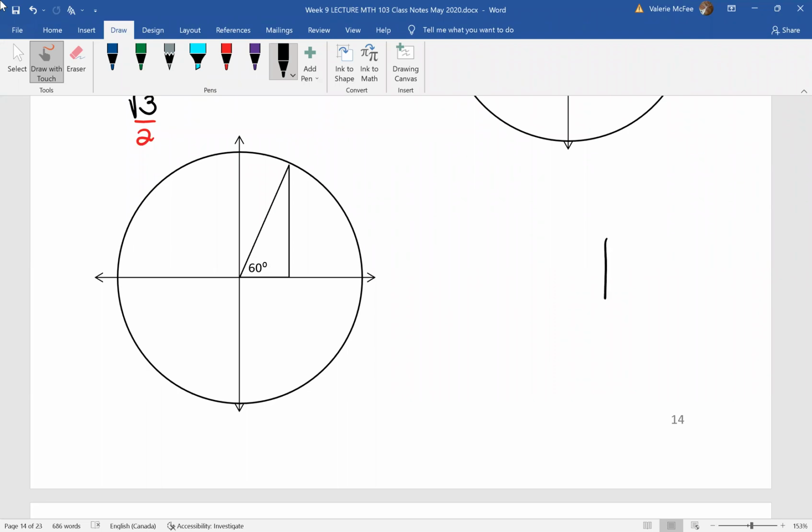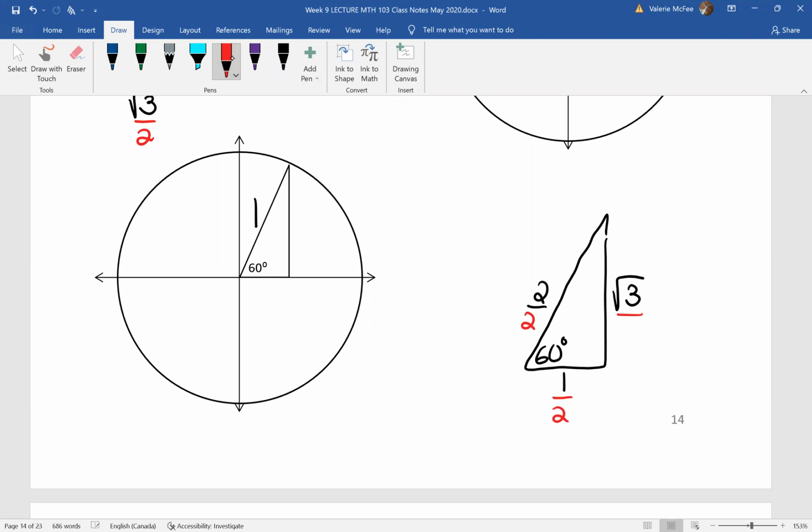Looking at our 60-degree triangle, we have x equal 1, hypotenuse 2, opposite 60 is √3. And again, this is a point on the unit circle where the hypotenuse, or r, has to be 1. And we have to divide all of our sides by 2. So x is 1/2, y is √3 over 2. And we have this point on the unit circle, x and y.